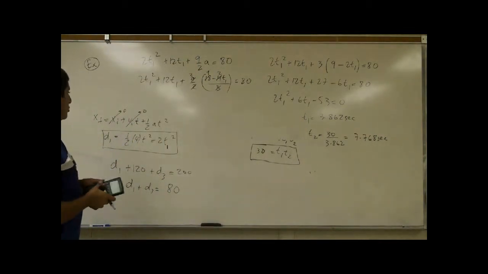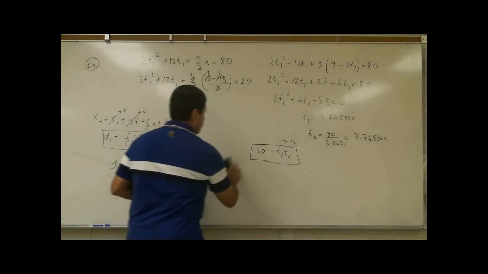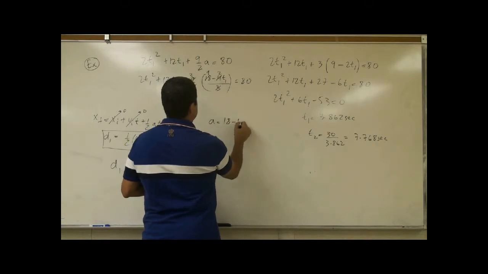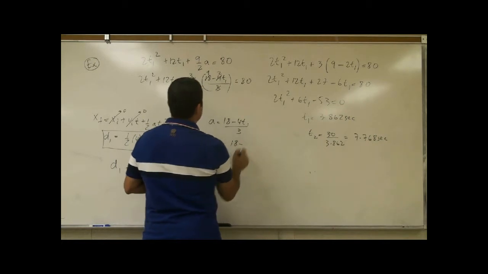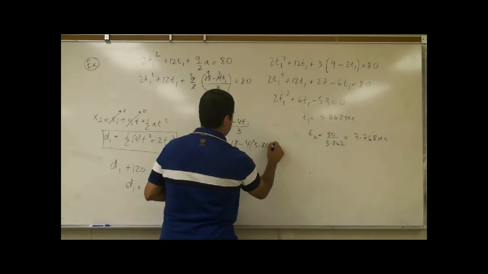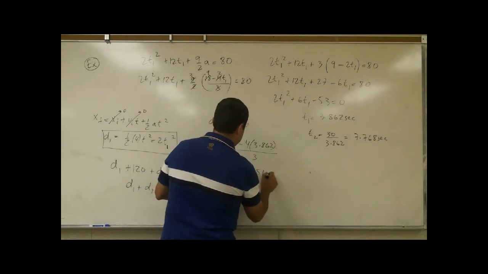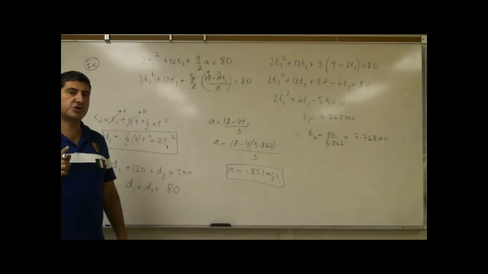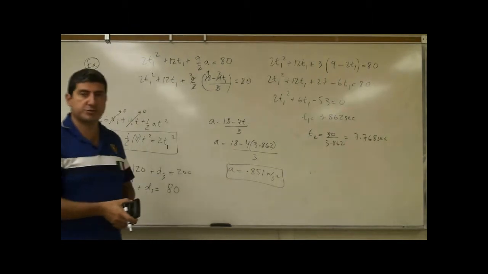Okay, and then from there you can actually calculate quite a bit of stuff, right? The acceleration was equal to what? Acceleration was equal to 18 minus 4T1 over 3. So 18 minus 4 times this guy, 3.862, over 3. 0.851 meters per second squared. Okay, so the acceleration during that last portion of the race for 3 seconds was 0.851 meters per second squared.